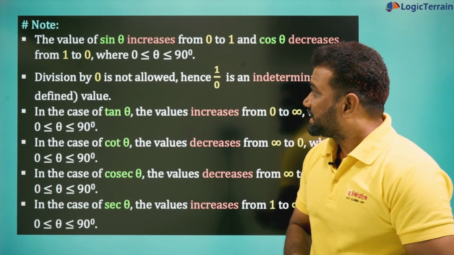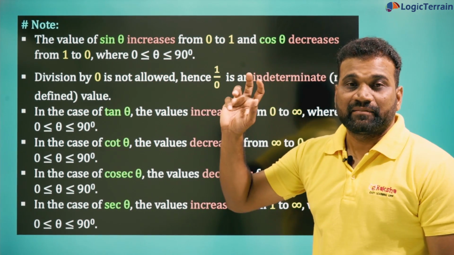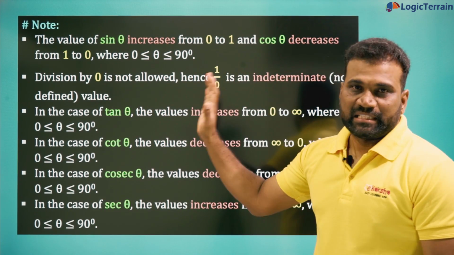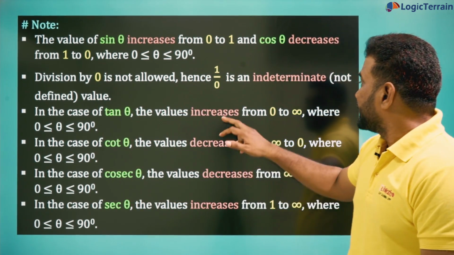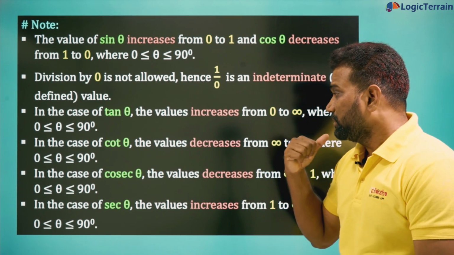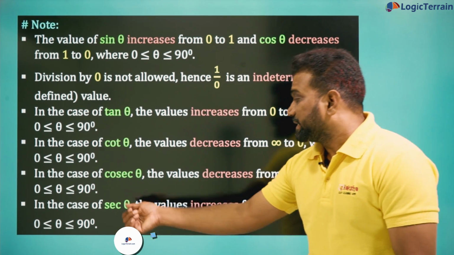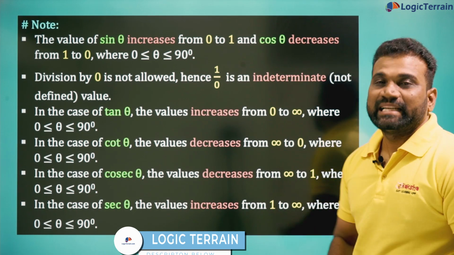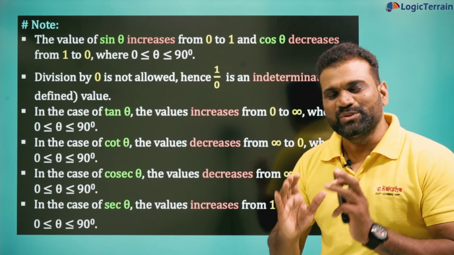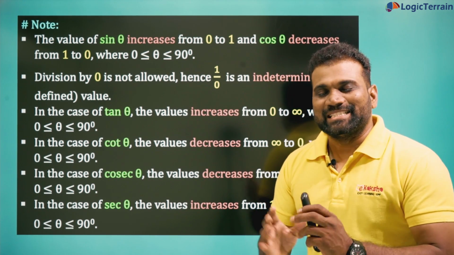So briefly we can say sin theta values increase from 0 to 1 and cos theta values decrease from 1 to 0, and division by 0 is not defined. And tan theta values increase from 0 to infinity, cot theta values decrease from infinity to 0, cosecant theta values decrease from infinity to 1, and secant theta values increase from 1 to infinity, right? So these are the things which you need to remember. So by using all this information, let's solve some example problems.